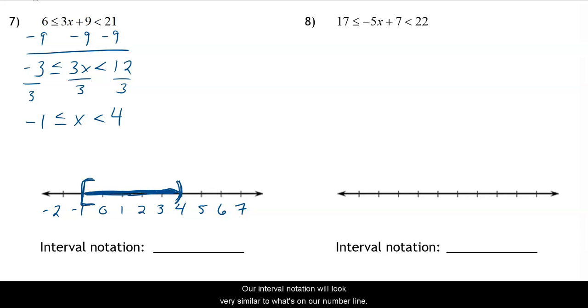Our interval notation will look very similar to what's on our number line. We'll have a bracket, negative 1, comma, 4, parenthesis.